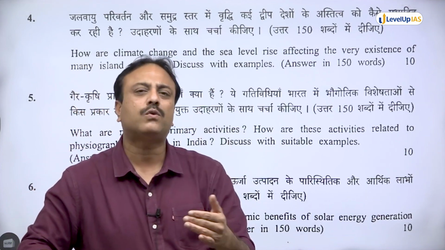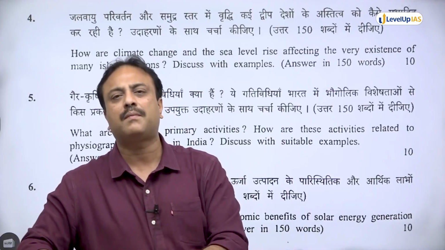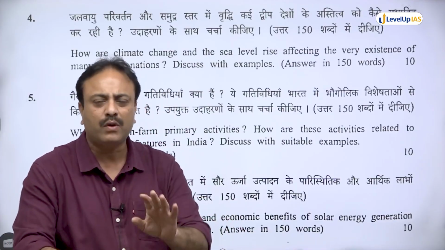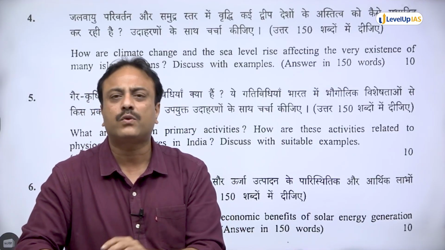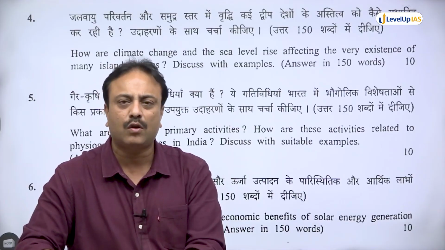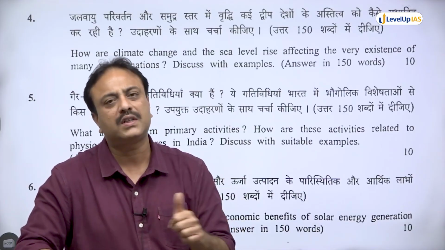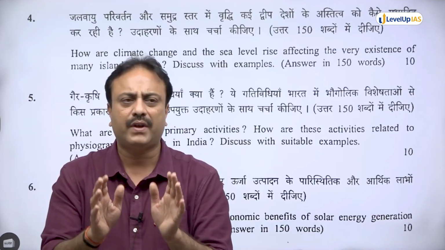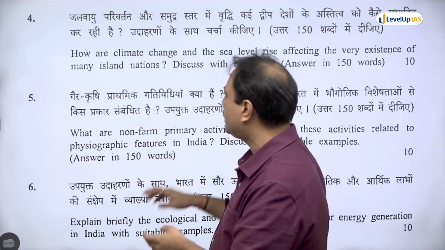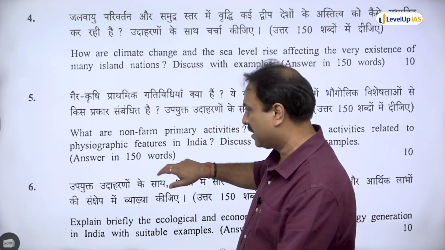Apart from examples, how to conclude such an answer? In conclusion, you can write about the negative aspects, or you can write about the mechanisms by which you can reduce or slow down global warming or this particular sea level rise. That will be a very good and balanced answer to this question. It is only a 150-worder and a 10-marker.